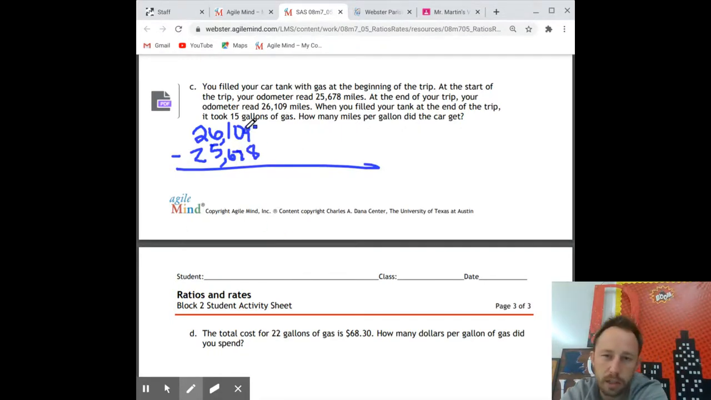All right, so let's do that one together. What's 9 minus 8? 1. What is 10 minus 7? 3. What is 9 minus 6? 3. So we get 331 miles were driven. And it says it took 15 gallons of gas. So how would we determine how many miles per gallon the car got? 331 divided by 15. Correct.